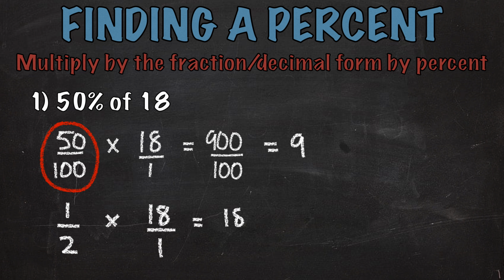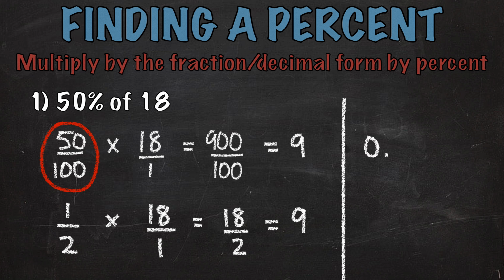Next, we can multiply the decimal form of 50%, which is 0.5. And this is the equivalent to the fractional form, but it's the decimal version. 0.5 times 18, whether done by hand or by a calculator, will give us the same answer of 9. So the decimal form times the percent will give you the answer as well.